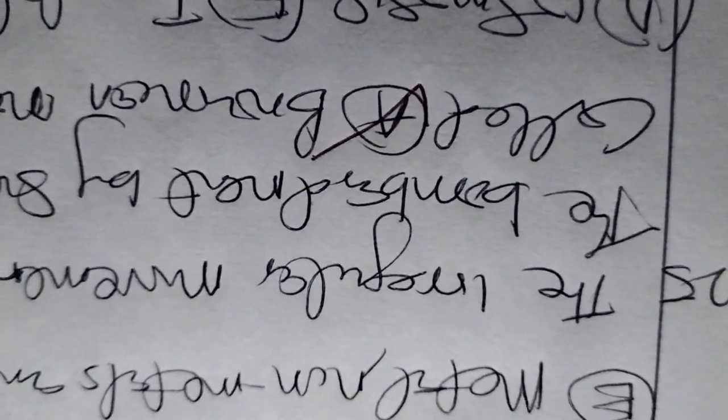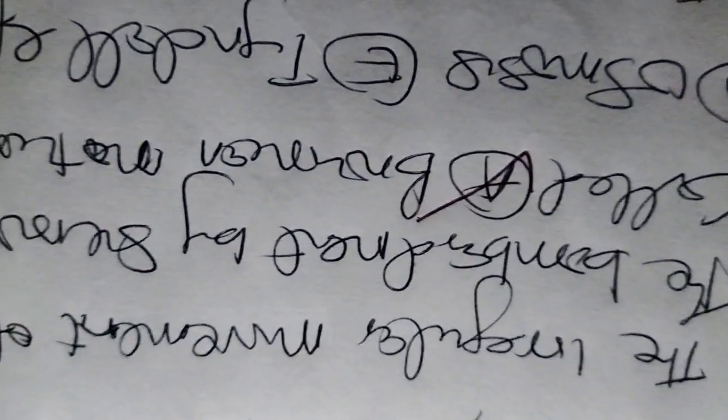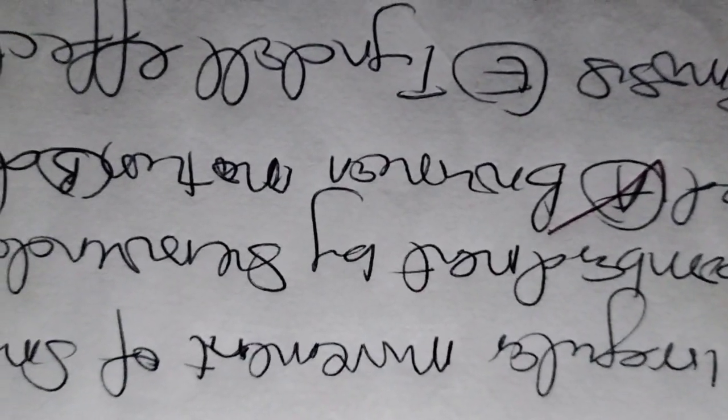Number 25. The irregular movement of smoke particles due to the bombardment by surrounding air particles is A, Brownian motion, B, diffusion, C, effusion, D, osmosis, E, tidal effect. The answer to number 25 is A, Brownian motion.